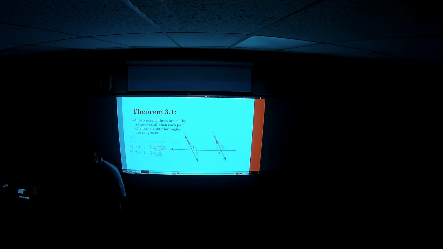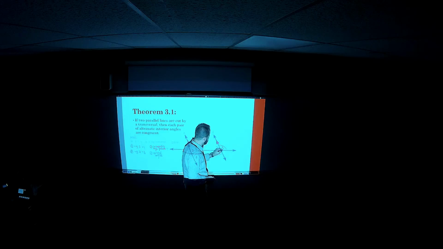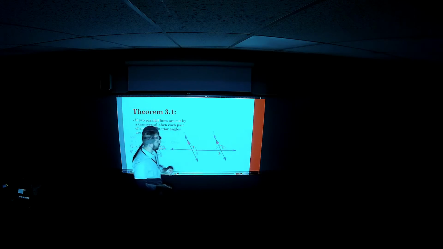I believe it's theorem, what is that? 2 point, is it 2.8? I think it was 2.8. I have to go back to it. I think it's 2.8. Okay, so we have vertical angles. They're straight across from each other. They're made from verticals across.